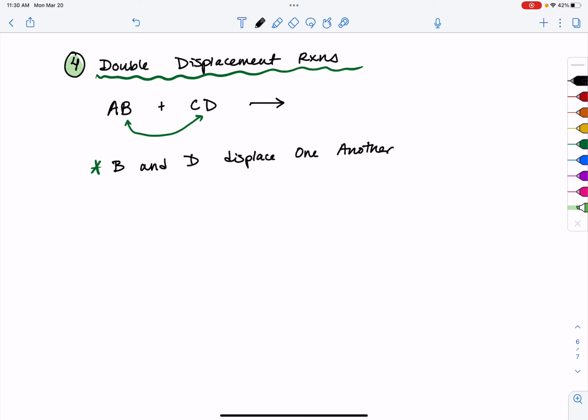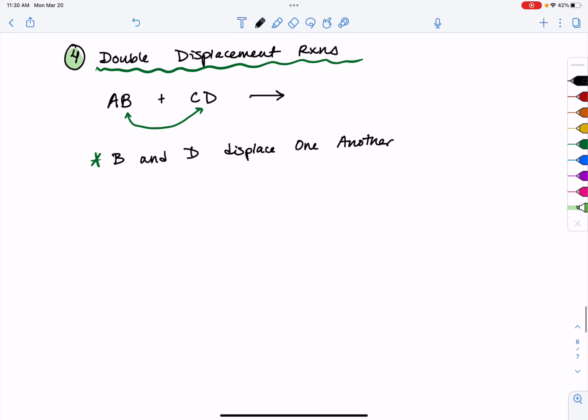So I think about this one as maybe the happy ending, right? This is where, yes, you might break up with your respective partner, but you both find love in the end. You both find new partners, you pair up. So AD would come together with CB, where I'm just retaining things written first, followed by new swapped things written second. That is our double displacement reaction.